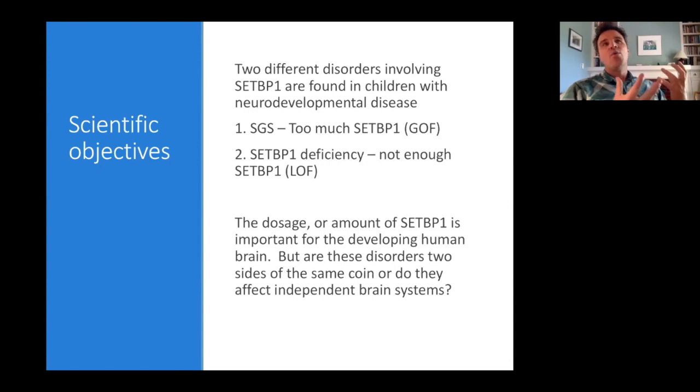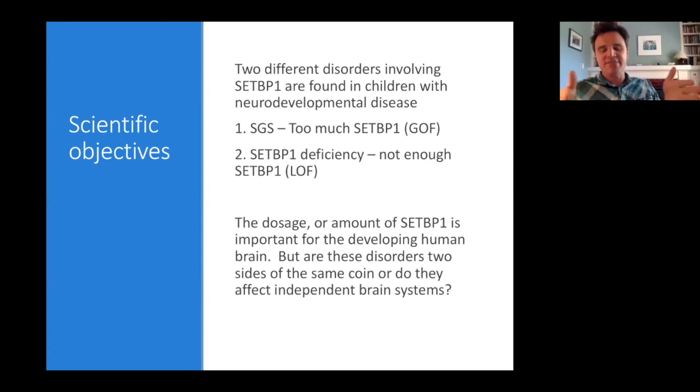We don't think that they necessarily should be in the same box. I should state that very clearly. It's more that there's a chance that they are. In other words, if one has too much product and one has too little, there's a chance that they're affecting the same systems during brain development, and that we might be looking for mirror images: there's too much of something in this particular cell and there's too little of it.